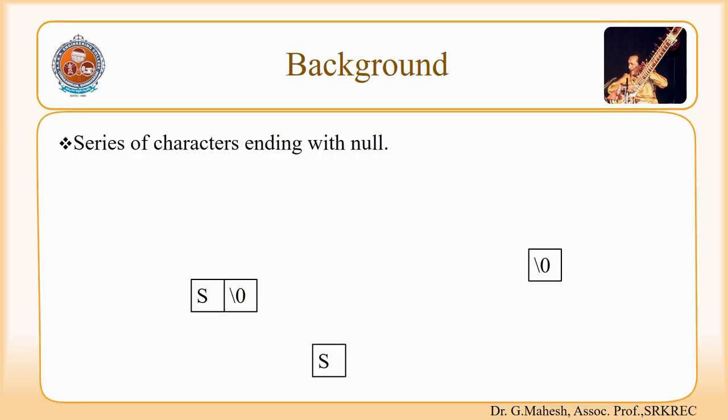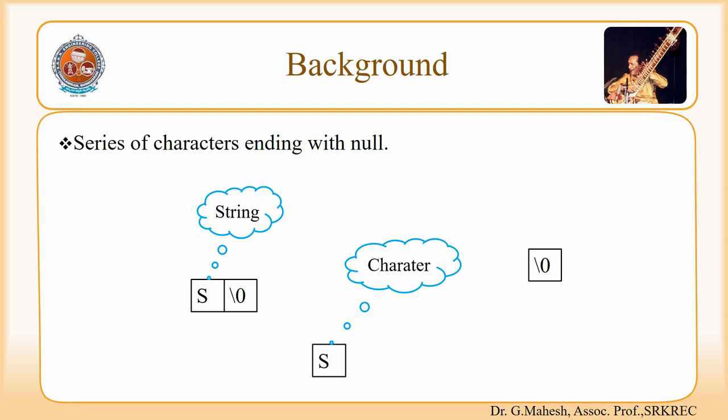So now let us see what is character and string. So first of all, S is a single character, as you know, and then there are two characters ending with a null character, therefore it is a string, and only null character is there, therefore it is an empty string.